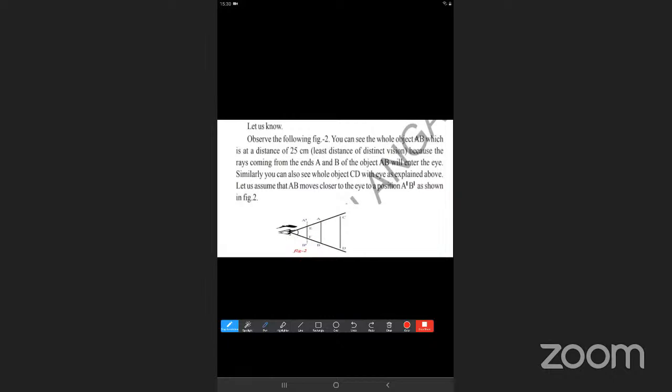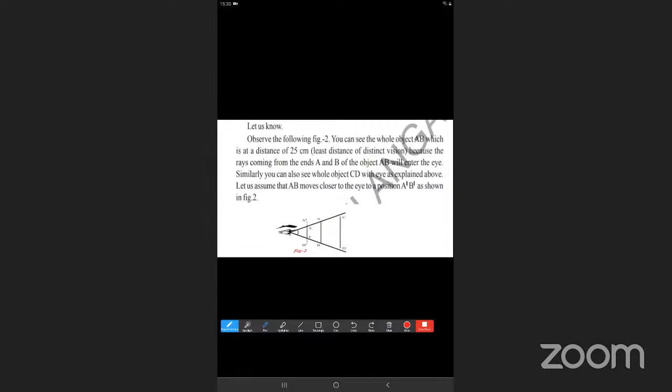Because the rays coming from the ends of AB, A and B. So this is the A and this is the B point, right? So the rays coming from the ends A and B of the object AB will enter the eye. Okay. So for this, you are seeing the object very clearly. The top and bottom of the object you are seeing now.